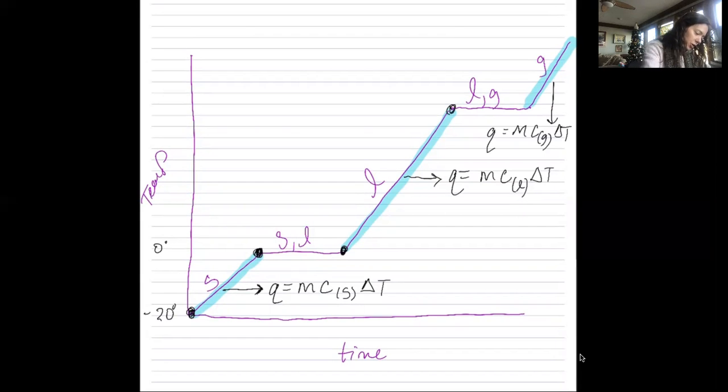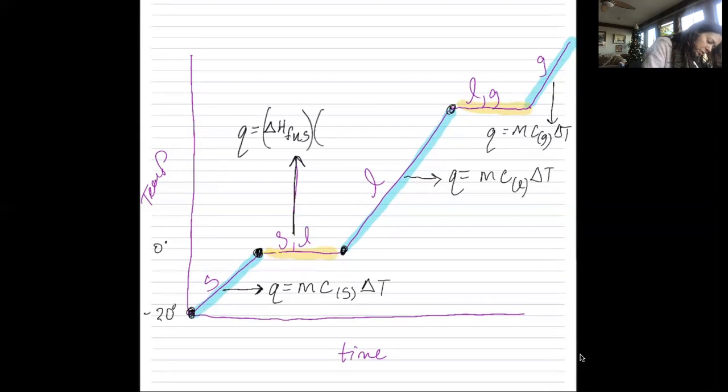During our phase changes, we're going to have to use a different calculation because our temperature is not changing. So it would appear as though we were adding 0 heat if we used the same equation. So we cannot use Q equals mc delta T because delta T is 0. The temperature is not changing. However, we are adding heat. The equation used to determine the amount of heat is Q equals delta H fusion times the moles.